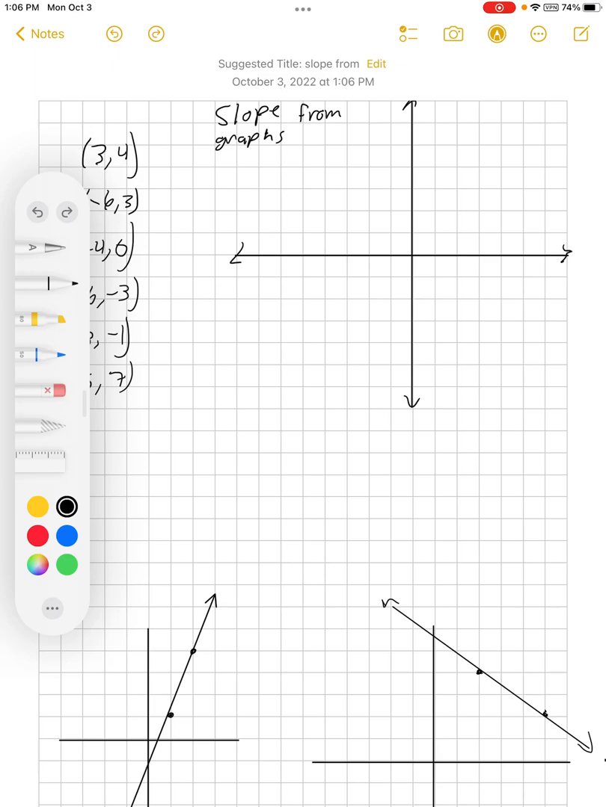Keep in mind, on the Cartesian coordinate system, we have two axes, the x-axis, which is horizontal, and the y-axis, which is vertical. The x-axis has positive numbers on the right and negative numbers on the left. Positive numbers up, and negative numbers down on the y-axis. Oops.